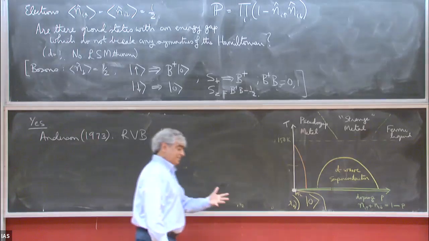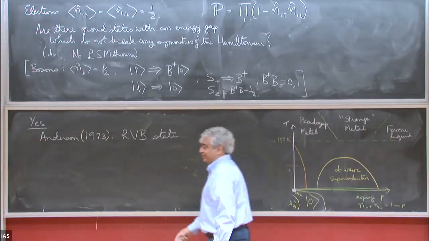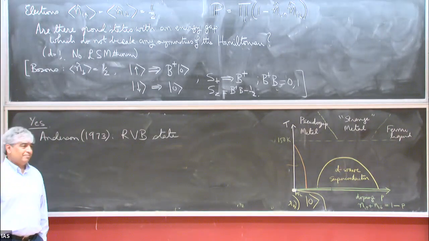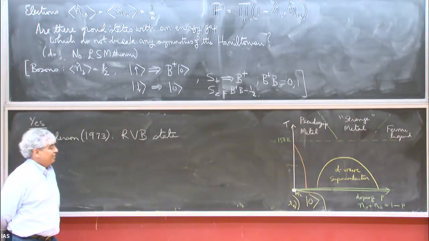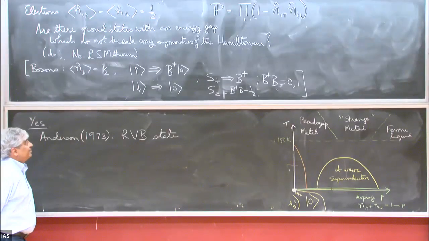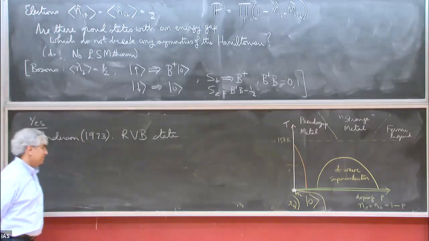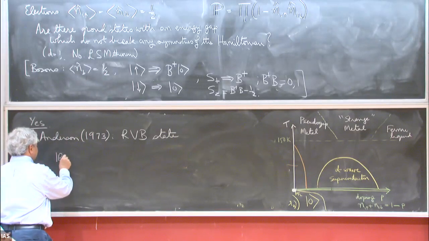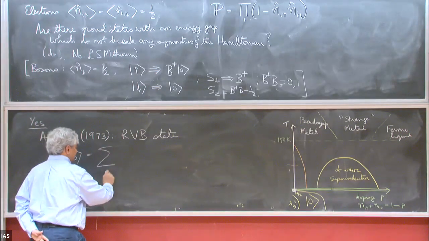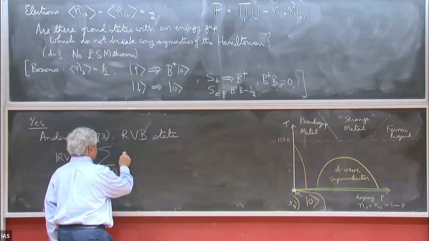Then later in the 40s, Pauling wrote down an RVB wave function for electrons on a lattice, and said this is what metals were. Evidently, he didn't believe in Bloch's theorem or things like that. So Pauling's proposal wasn't right. And then in 1973, Anderson said, Pauling's proposal may not work for metals because of Bloch's theorem, but it will work for Mott insulators. So the RVB state, it's easy to write it down in pictures, is a sum over different dimer coverings of, let's say, the square lattice or the triangular lattice with some coefficients C_D.